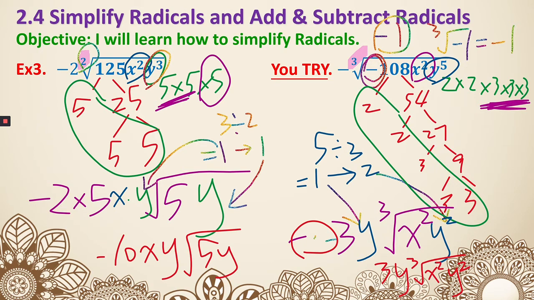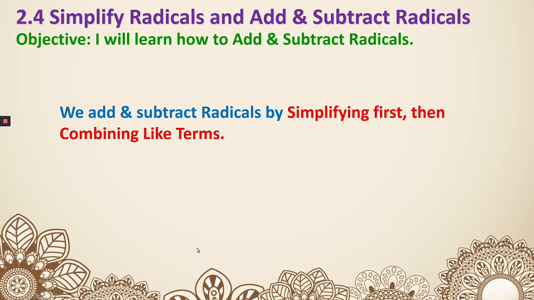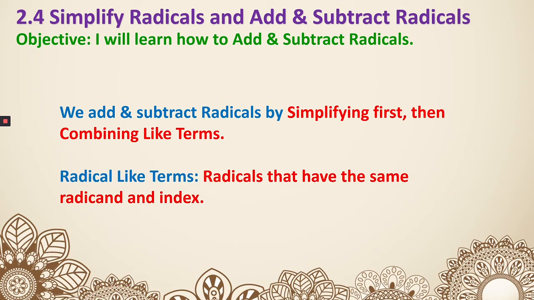Okay, now let's learn how to add and subtract radicals. We add and subtract radicals by simplifying first, then combining like terms. So we're going to see combining like terms again, but we're talking about radical like terms. That means radicals that have the same radicand, which is the number inside, and the same index, which is the number on top of the root. So example 1. Let's see how we can add them.